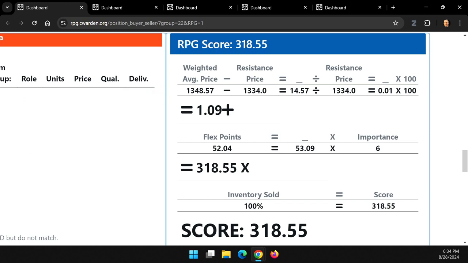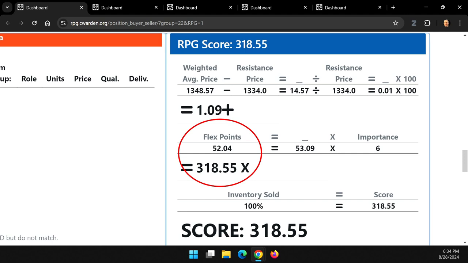In the next line, we have our flex points. Now, flex points, remember, are different. Flex points is not win-lose. It's win-win, lose-lose, everything's possible. Because when you get your flex points, you're basically working against yourself. You're trying to achieve your goals. The more you achieve your goals and the more you surpass your goals, the more flex points you get.